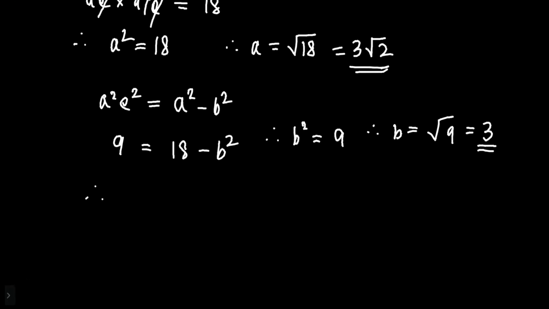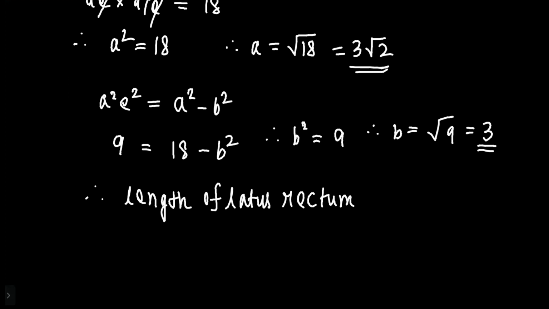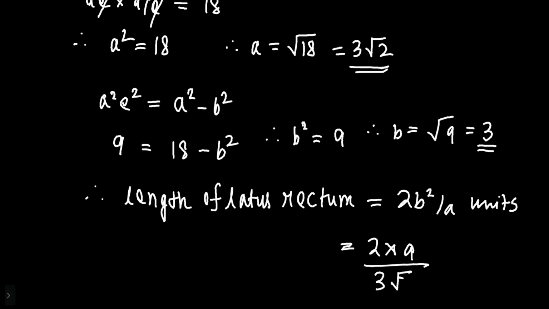Therefore we can easily find out the value of the latus rectum, that is, the length of the latus rectum is equal to 2b square by a units. So it is 2 into b square, we have got that it is 9. Now a we have got 3 root 2. So if you solve this, you will get 3 root 2 units. So this is the answer. Okay, so option B is correct.